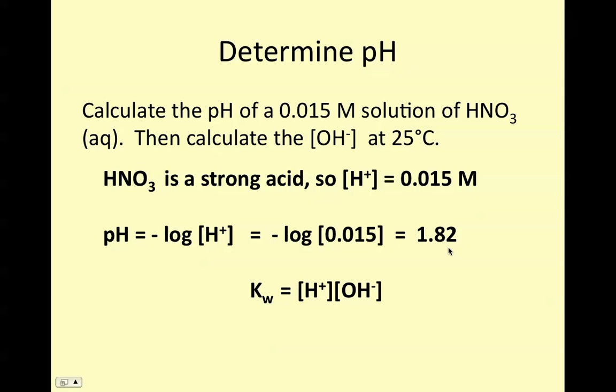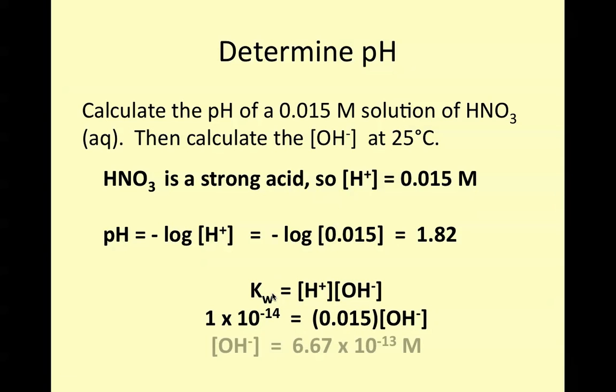Now, determining the concentration of hydroxide, which was the second part of this question, I can also take my molarity and plug it into this formula, knowing that the ionization constant of water is 1 times 10 to the negative 14th, which gives us the concentration of hydroxide as 6.67 times 10 to the negative 13th.